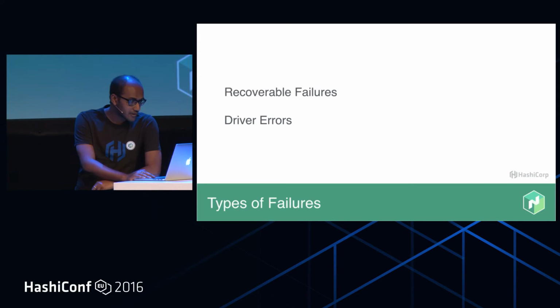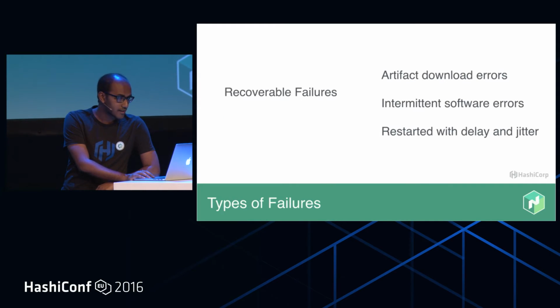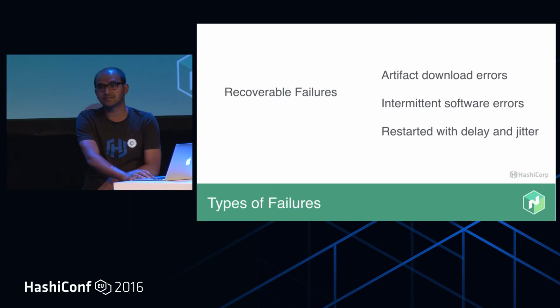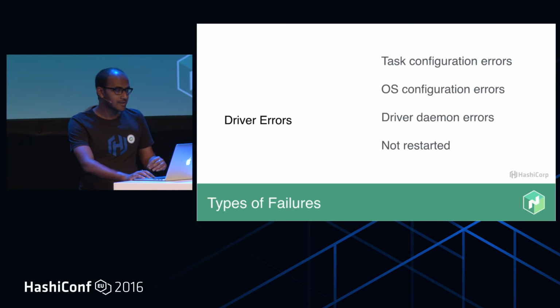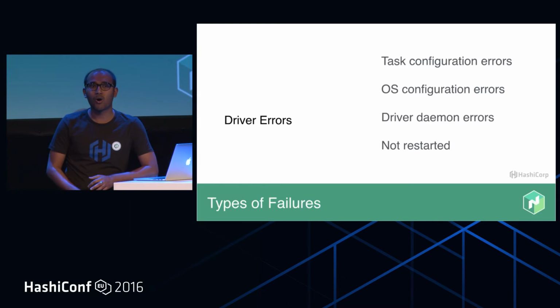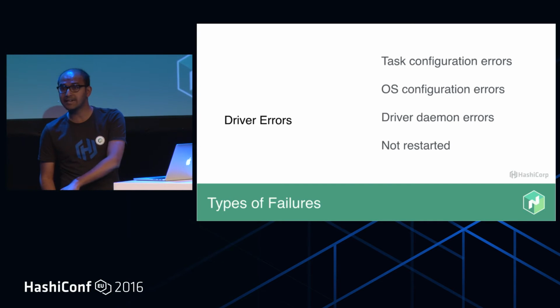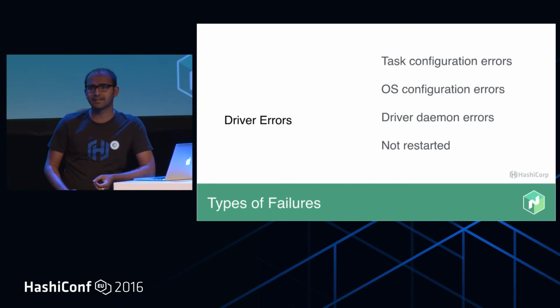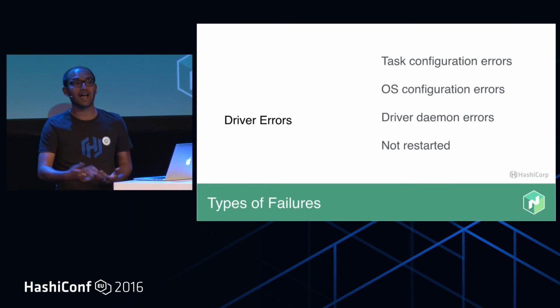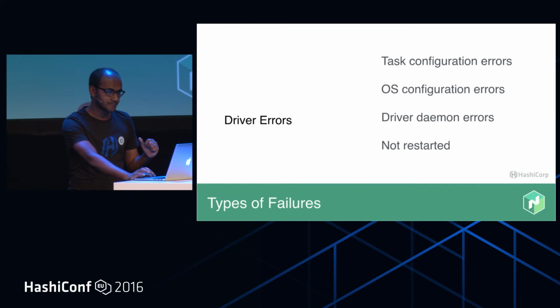We treat failures as recoverable and non-recoverable. Recoverable failures are things like download errors of your artifacts or intermittent software failures, and they are restarted with a delay and jitter. So when your software fails because of an out of memory error or something, Nomad will restart it automatically. Whereas a driver error is something like a configuration error, where you have not configured Docker properly, or there is something wrong with the file system. When something like that happens, Nomad is not going to restart the job on the same machine at least, because there is no point in blindly restarting a job if it's going to crash again. So we make a distinction between these two types of errors.